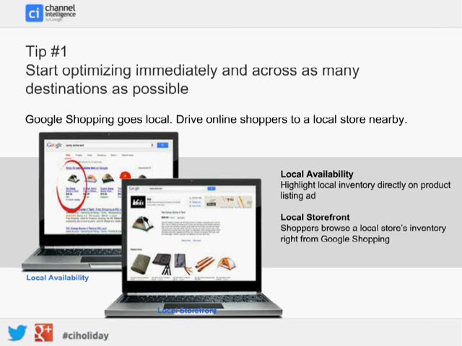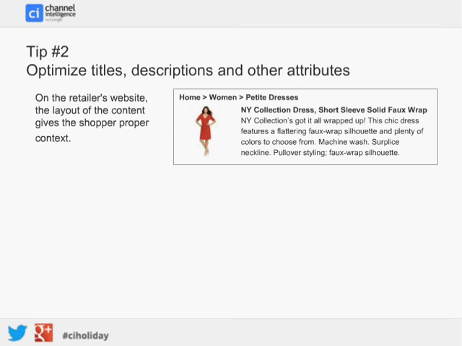Okay, so next tip. Make sure that you optimize your titles, your descriptions, and your other attributes. What I'm going to show you here is kind of an example of what we at Channel Intelligence often see from retailers who sign up with us, and so we're starting to work with them and we're looking at what they've been doing. And what we often notice is that the retailer's website, not surprisingly, is designed to optimize the experience for the consumer on the retailer's website. That's what you would want. You would want to have a great experience for the consumer at your website.